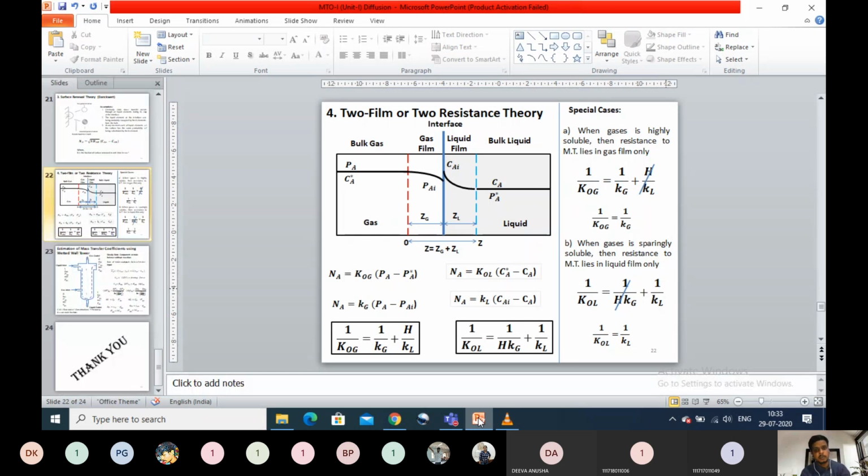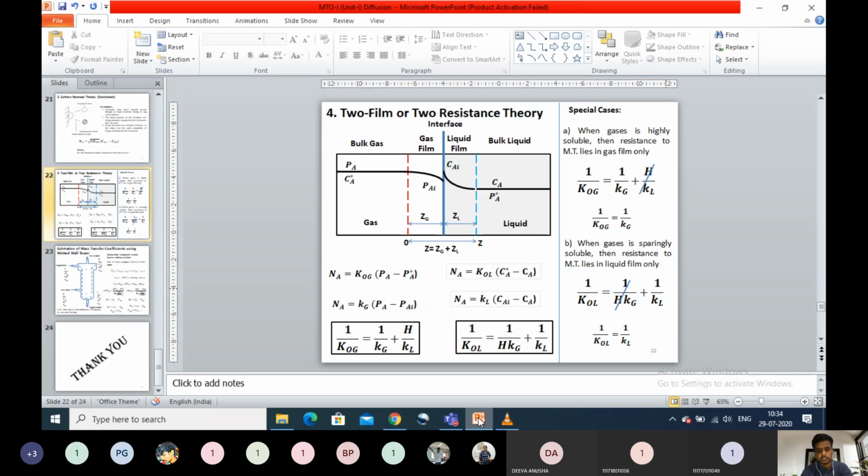So today we will see the two film theory, or two resistance theory. It is also known as two resistance or two film theory. Already we have seen what film theory is. Film theory is nothing but a single film. Whitman derived the flux equation for the single film theory. We will apply that theory to two films, in which the first film is the bulk gas film and the second one is the liquid film.